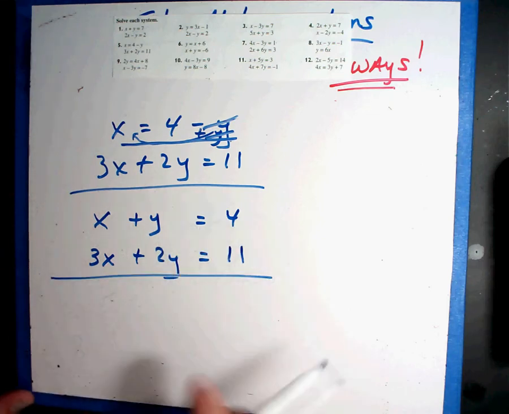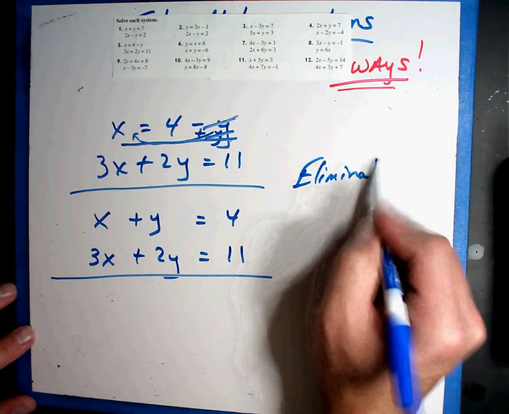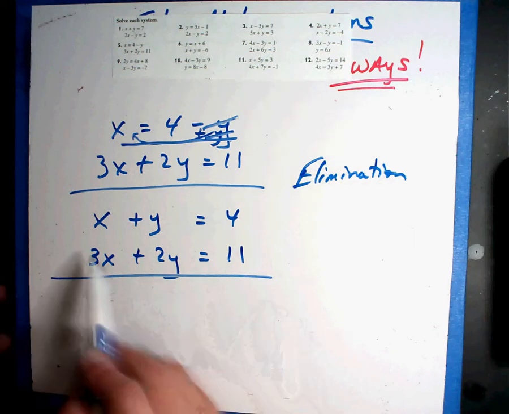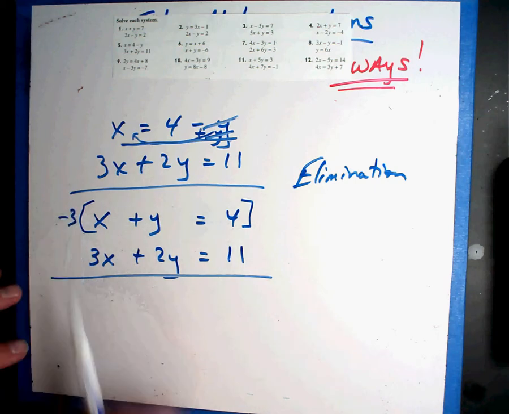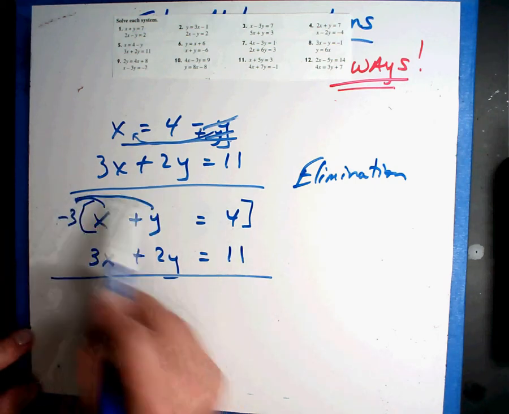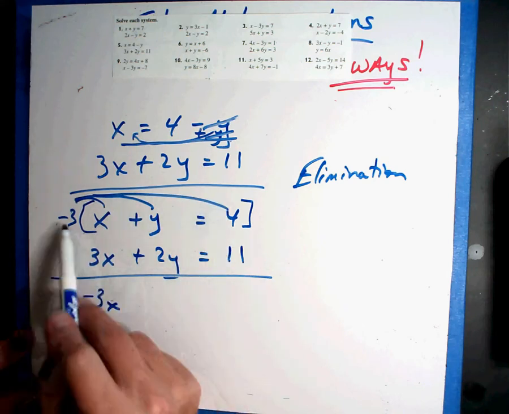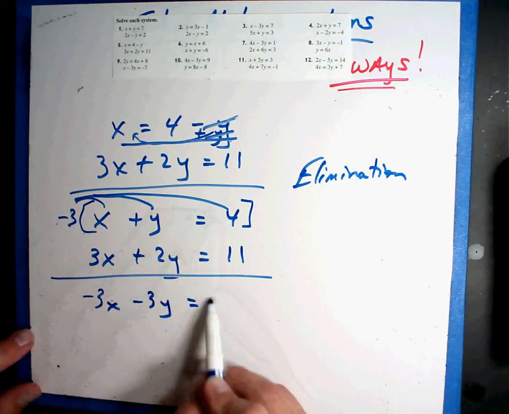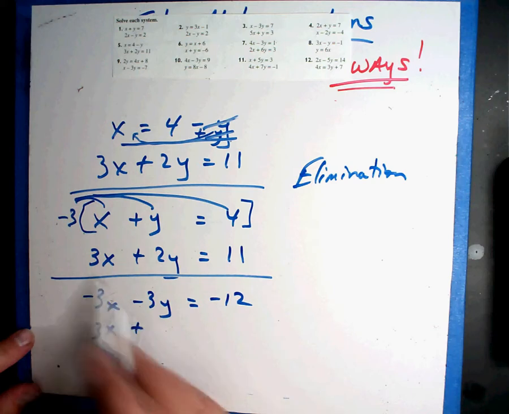Now, for elimination, which is what I'm going to do again, I've got to get something to eliminate. Well, I see very quickly, if I want these to eliminate, then I will multiply this line by minus 3. So that minus 3x and 3x will disappear. So I'm going to multiply minus 3 by everything inside. So it's minus 3x minus 3y equals minus 12. Go ahead and write the other line.